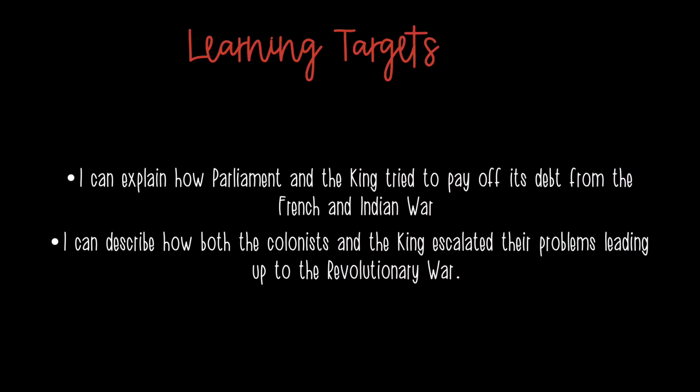Our learning targets for today are to be able to explain how Parliament and the King tried to pay off its debt from the French and Indian War, and to be able to describe how both the colonists and the king escalated their problems leading up to the Revolutionary War.